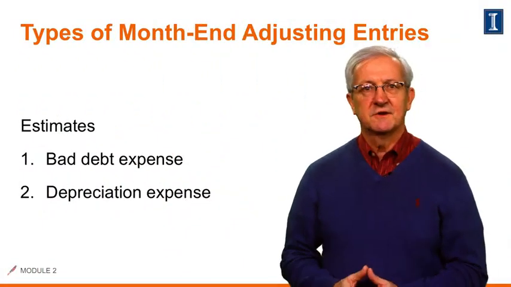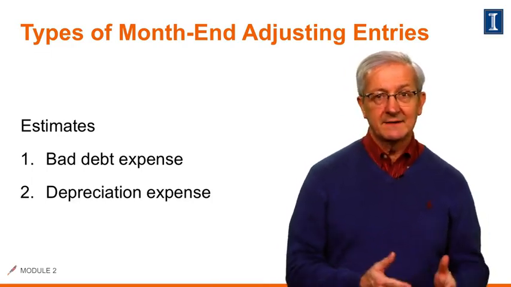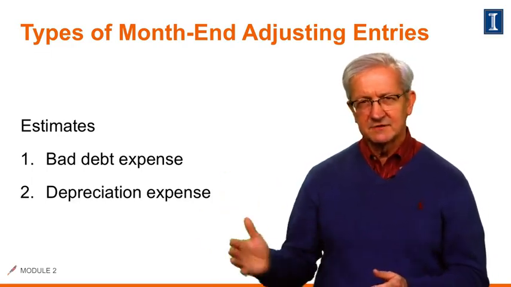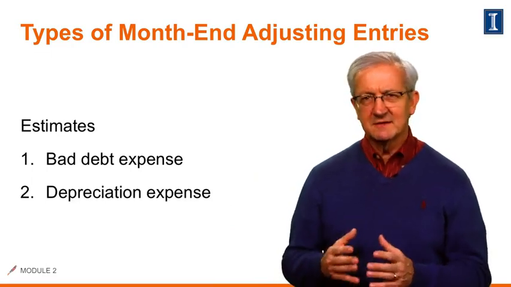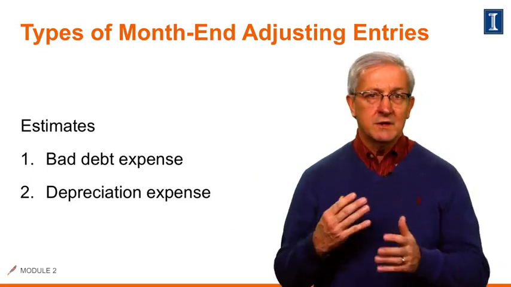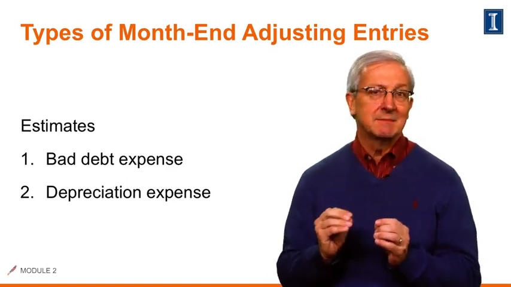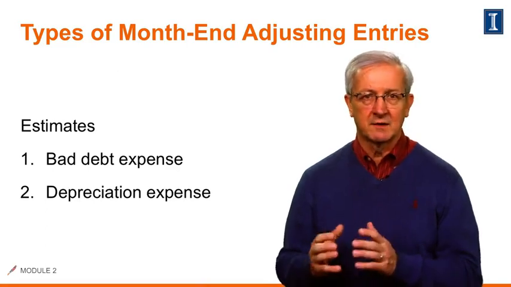The final type of adjusting entry involves estimates. There's two types we want to talk about. First of all, bad debt expense, which we'll cover later when we get into Chapter 7, where basically we estimate the amount of uncollectible receivables. Very interesting topic. We know we're not going to collect 100% of our receivables, so we would have to deem an estimate of that in the future, what we will not collect.